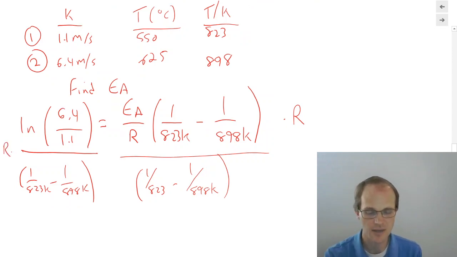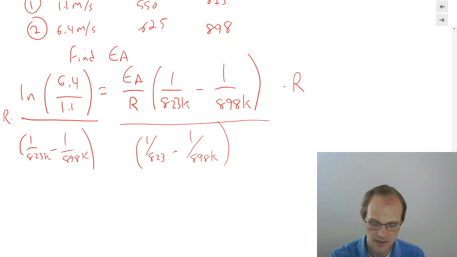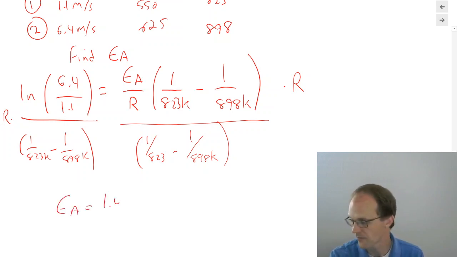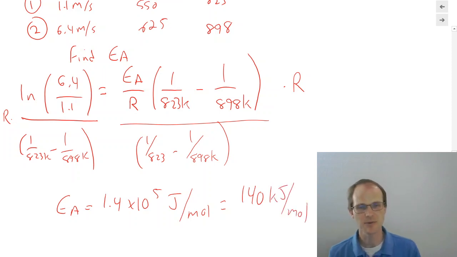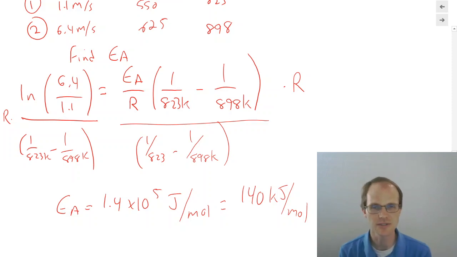If you do all that and you use your 8.314 for R, you should get EA is 1.4 times 10 to the 5th joules per mole, or 140 kilojoules per mole. And you'll notice I've been doing my activation energies a lot in kilojoules, even though when you do the calculation, it all ends up in joules. And that's just common. Activation energies are usually large enough that they're reported in kilojoules as opposed to joules. It's not absolutely required, but it is the convention that you will see activation energies reported in kilojoules. So I encourage you to do it just so you are sticking with convention.